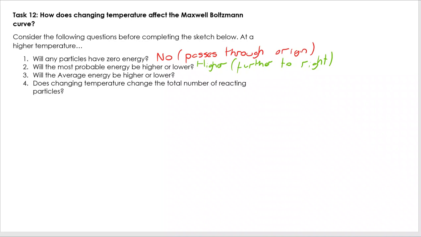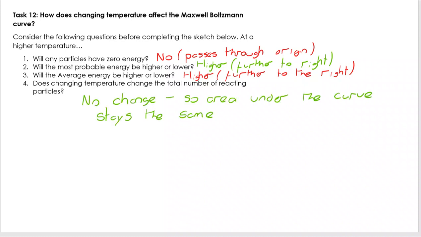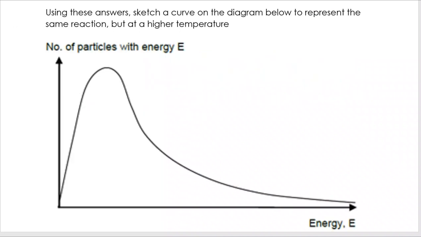And will the average energy, the mean energy, be higher or lower? Well, as I've just said, that will also be further to the right. Remember that that is always to the right of the modal energy anyway. Again, the reasons for that were explained in the previous video. Does changing temperature change the total number of reacting particles? No, and that's really important because it means the area under the curve remains unchanged. So let's think about how we can use that information. And you might need to sketch one out like this, but when you have, I then want you to sketch onto that same diagram what the curve would look like at a higher temperature.